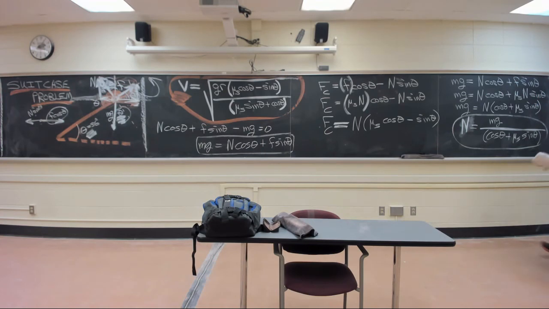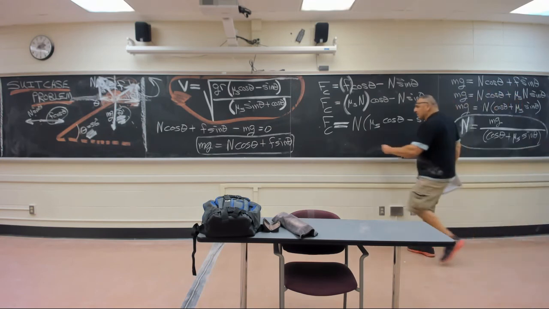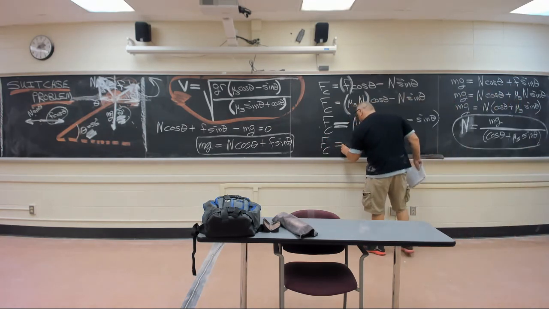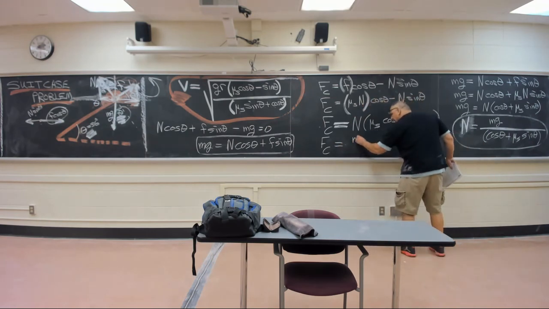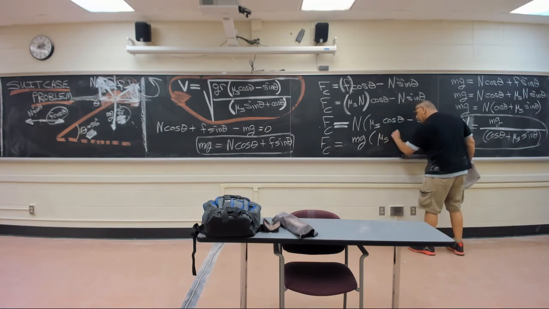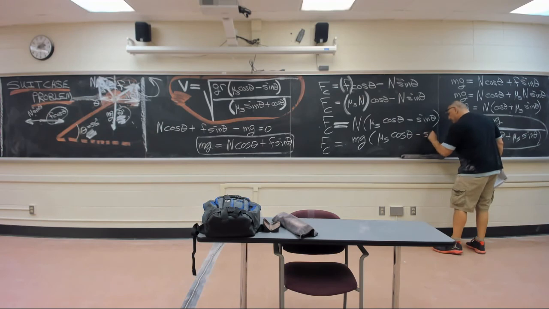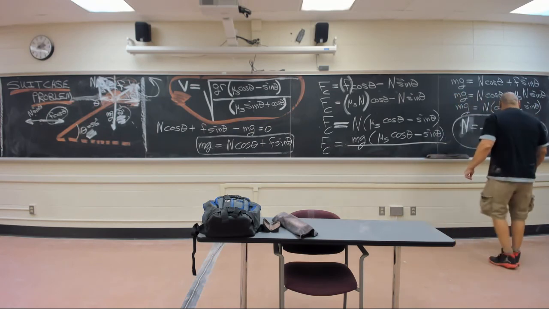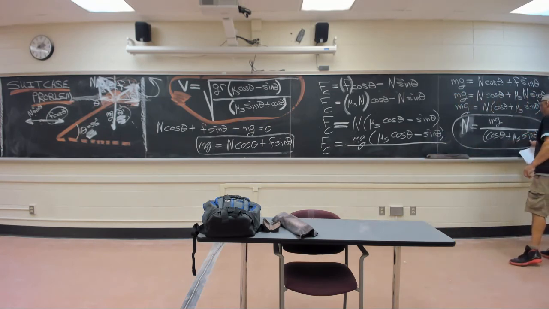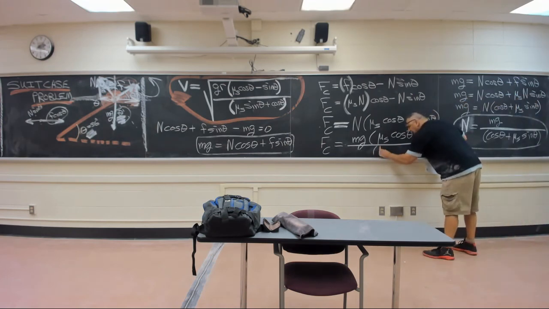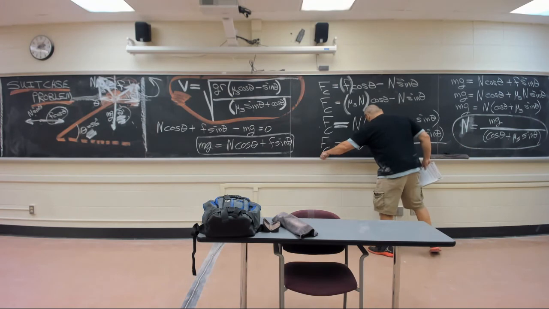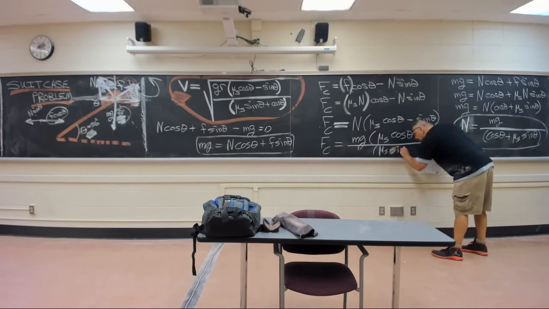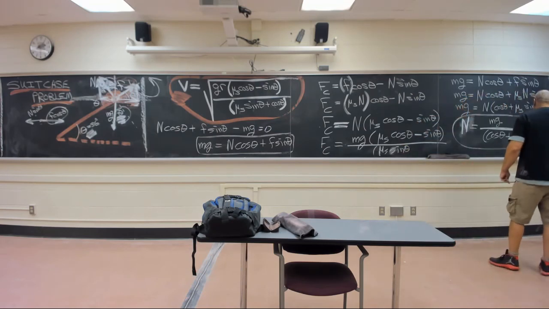Where should I put the N? I got an idea. Go right there. Here's N. That's MG. Yeah, okay. Cosine theta plus mu sub s sine theta is the same as, it doesn't matter the order you add them, right, guys? How about mu sub s sine theta? I just want to make it look like the other one. Mu sub s sine theta.